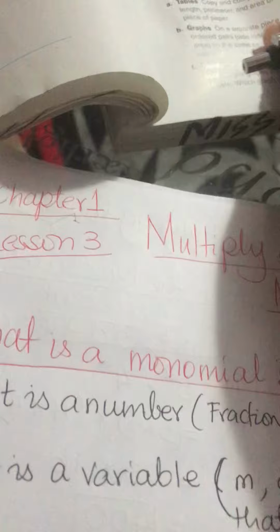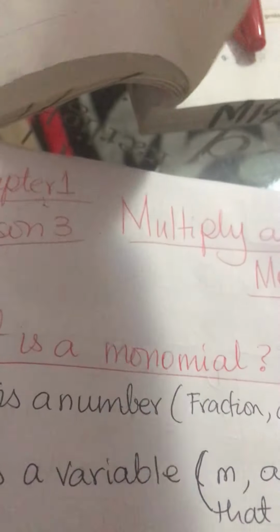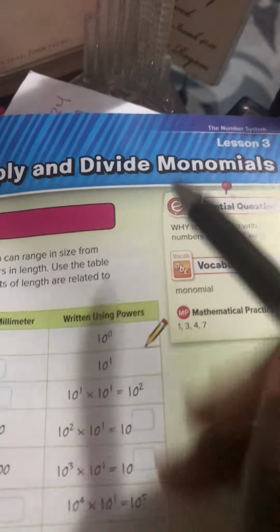Okay, grade 8. We are doing chapter 1, lesson 3. Right there. So this is lesson 3 in chapter 1. It says multiply and divide monomials. The vocabulary that you need to know is all vocabulary from before to now to include monomial. Okay? Alright. So make sure you write your heading. Today's date is September 14, 2020.